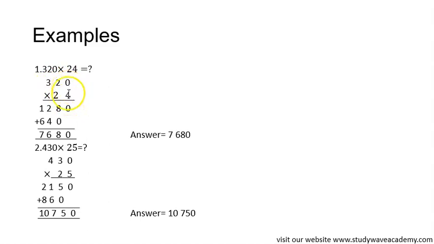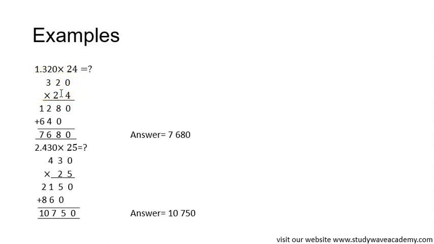4 times 0 is 0. 4 times 2 is 8. And 4 times 3 is 12. You write it out, okay? When you're done using the first digit at your right to multiply, you move to the next digit, which is 2. So we're going to be using 2 to multiply all the numbers up, okay?